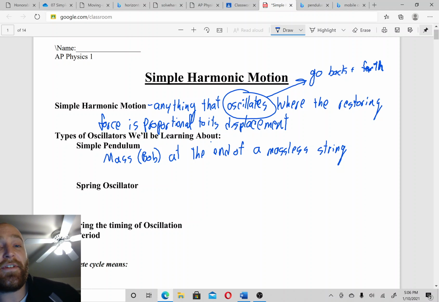If you're interested in learning about pendulums where the string does have mass, maybe sign up for AP Physics C at some point, where we'll learn all about it.